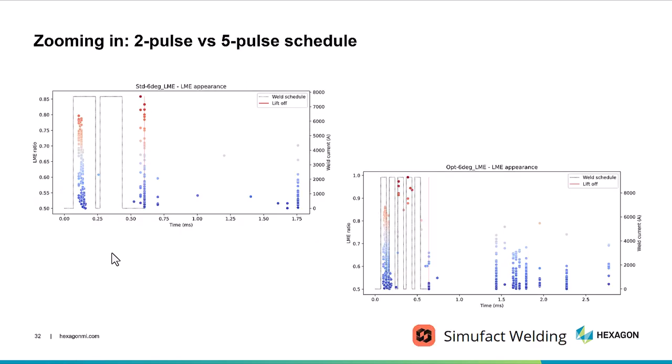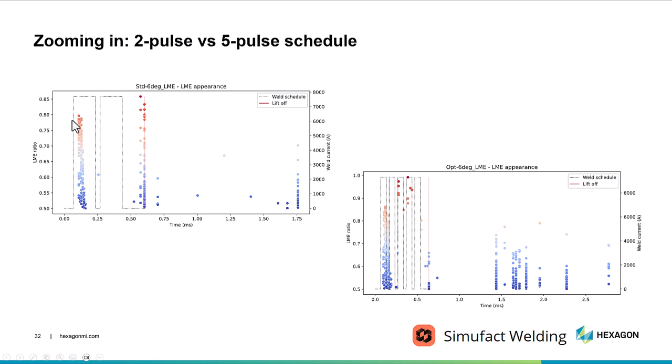But what's interesting is you can use this kind of prediction to better drive how you're going to design your weld schedule, because now you can predict how LME is going to happen and in what phase of the welding process. The two pictures that I'm showing here are the difference between applying a 2-pulse weld versus a 5-pulse weld. There are some differences in how much current is applied, and duration of pulses and cooling time between them.